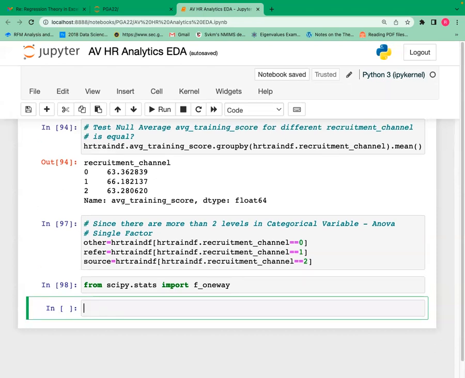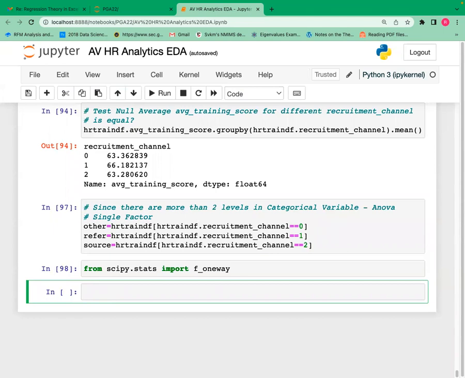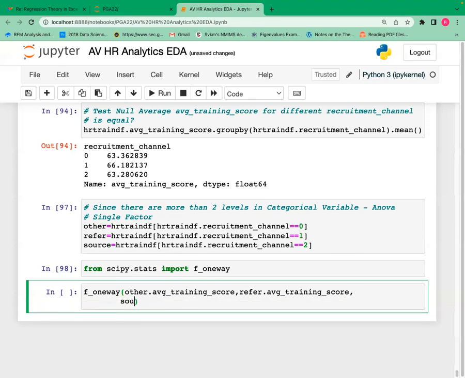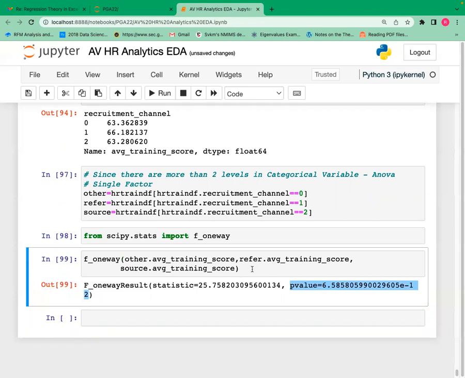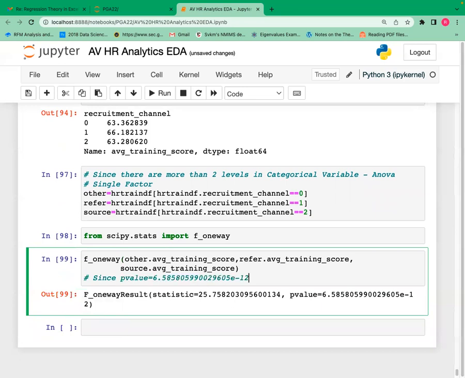So what is your analysis? Reject null. f_oneway(other.average_training_score, refer.average_training_score, source.average_training_score). P value is less than 0.05. Reject null.